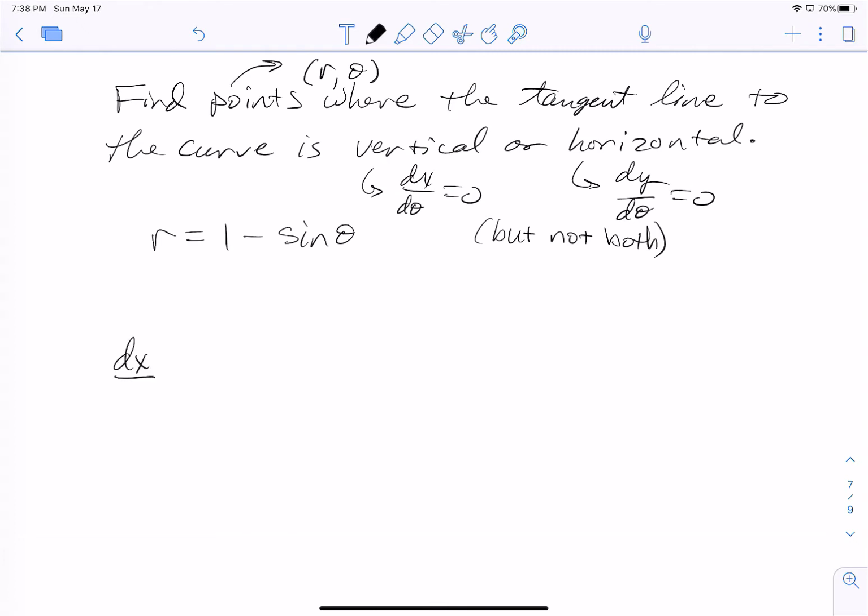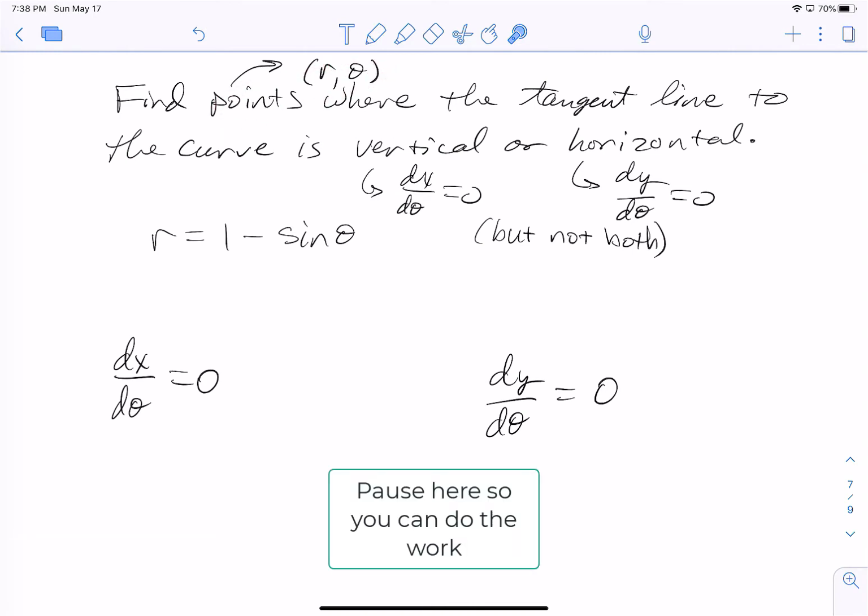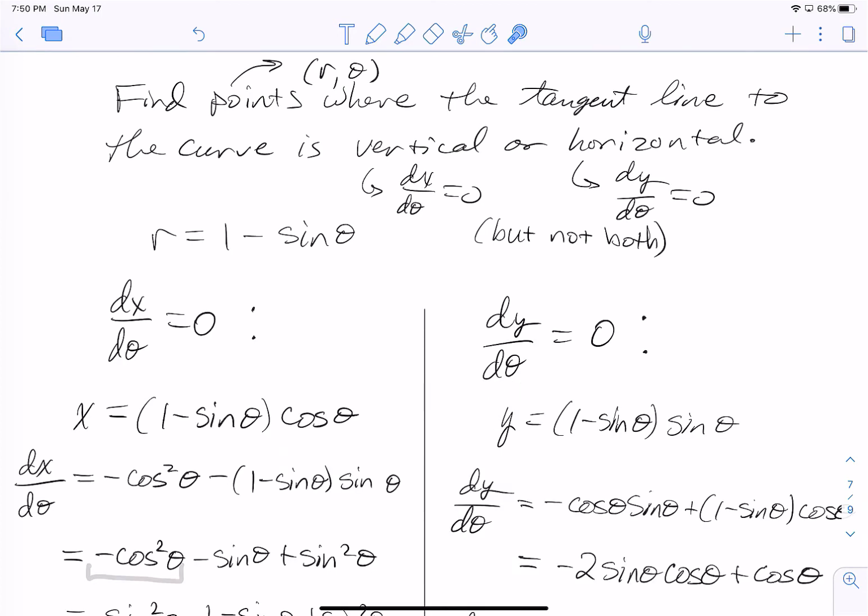I want you to find dx/dθ, set it equal to 0, solve the resulting equation, and do the same thing with dy/dθ, set it equal to 0, solve the resulting equation, see if you can make sense of what you get, and see if you can find those points. In the event that you got stuck at all, if as I'm going through this I unstuck you, then please pause the video again and continue on with your work.